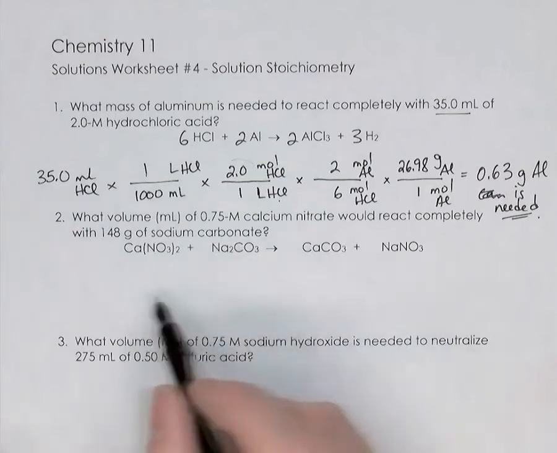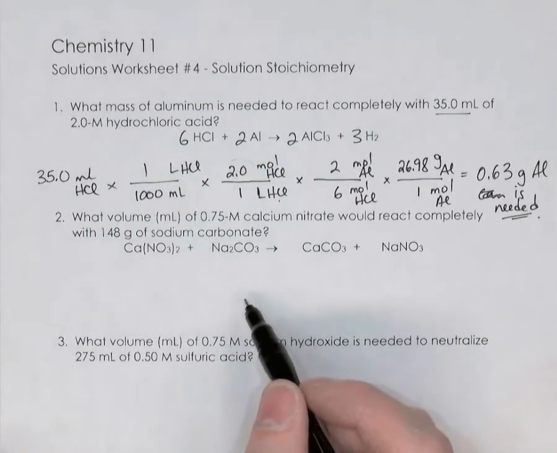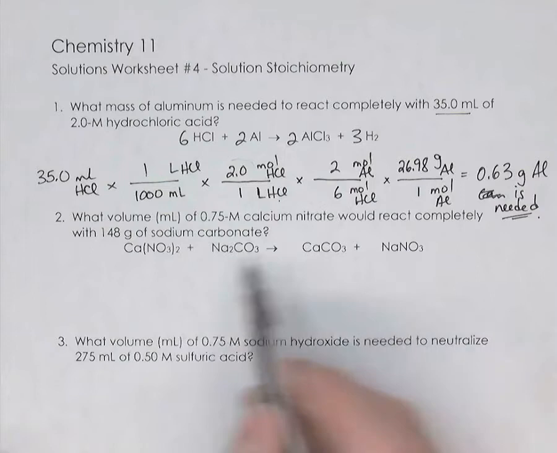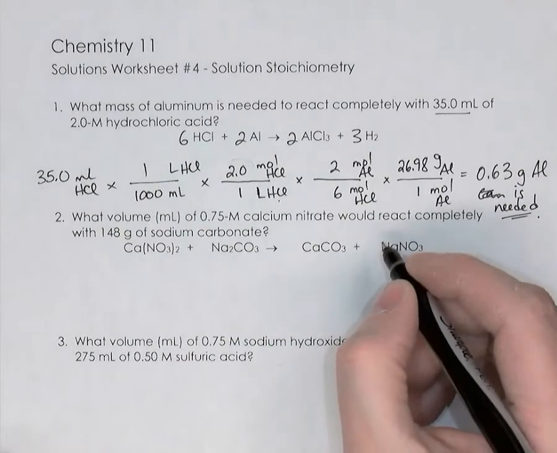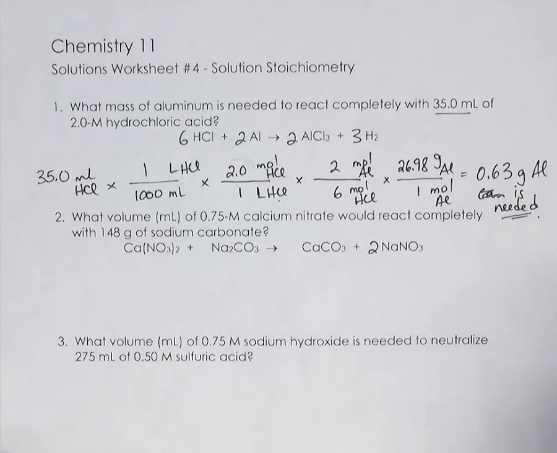So again, we start by balancing the chemical reaction. In this case, it's pretty easy to balance. We just need to put a 2 in front of the sodium nitrate. And again, if you think you know what you're doing, you can pause the video and try to set up the answer yourself.